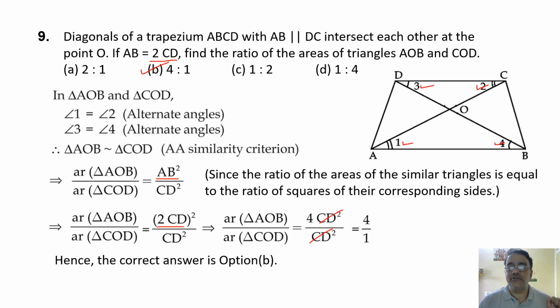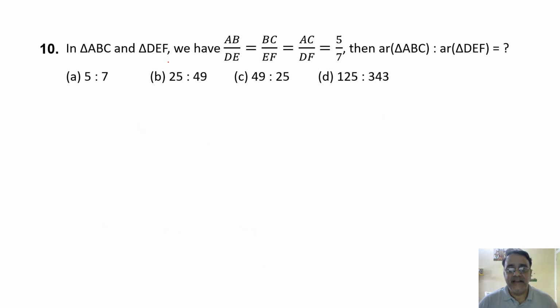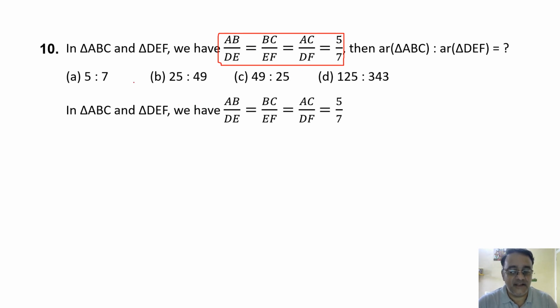Now we are moving toward question number 10. In triangle ABC and triangle DEF, we have AB upon DE is equal to BC upon EF is equal to AC upon DF is equal to 5 by 7. Then find the ratio of the area of triangle ABC and area of triangle DEF. According to the given statement, all three corresponding sides are proportional.